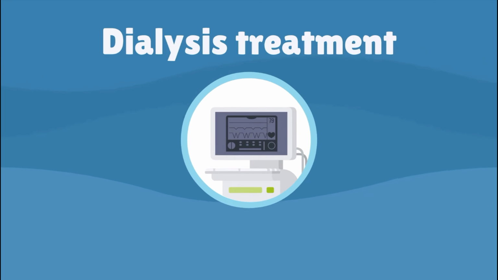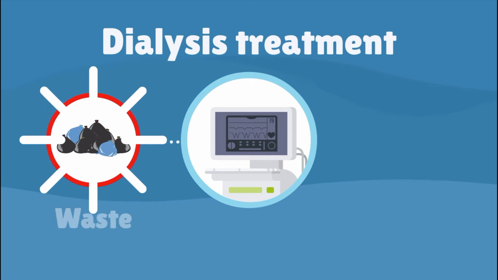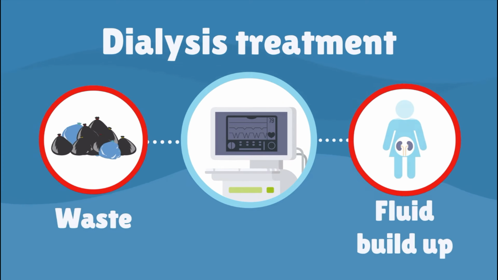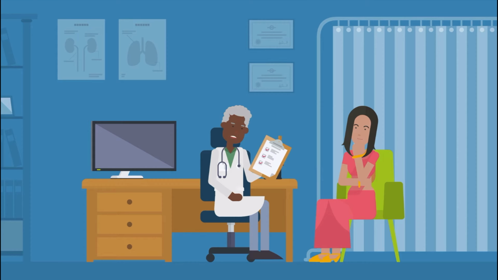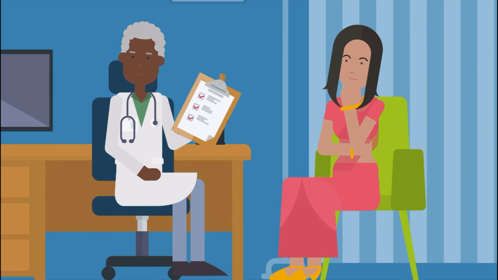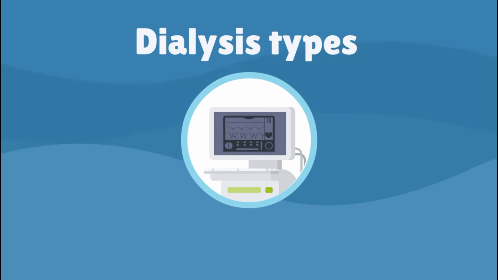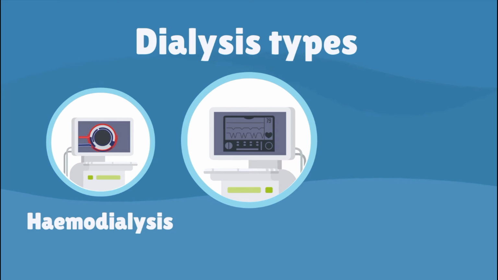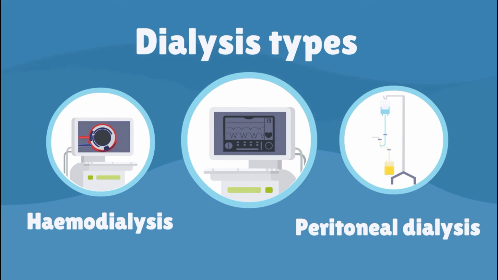Dialysis is a treatment that does some of the jobs of the kidney. It removes waste products and fluid buildup from the blood. When a person's kidneys are failing, they are given information to help them decide if dialysis is right for them. There are two main types of dialysis called hemodialysis and peritoneal dialysis.